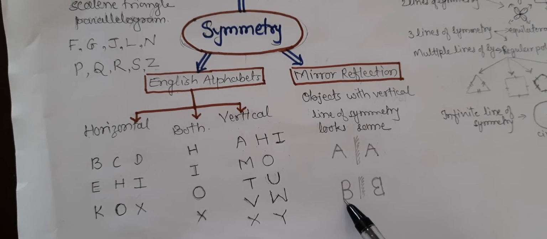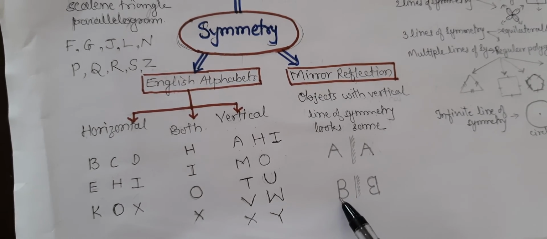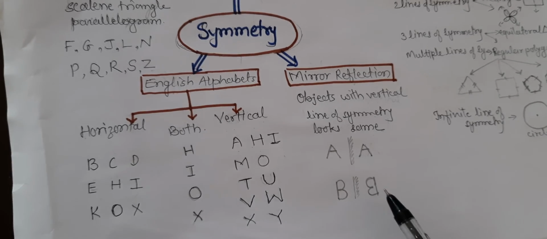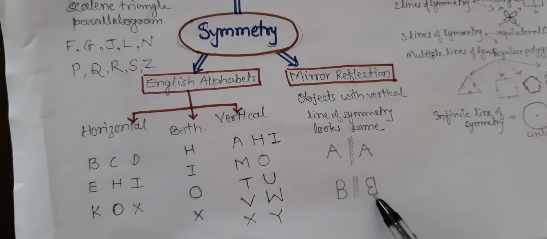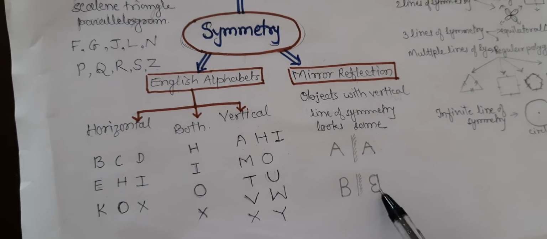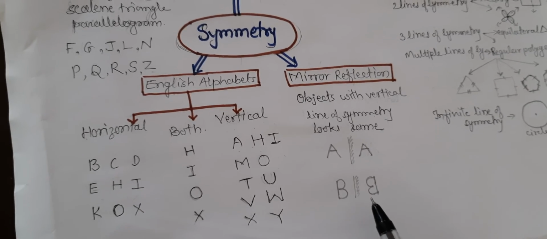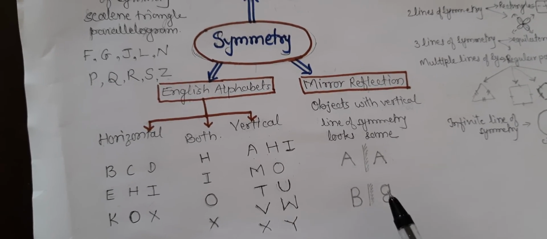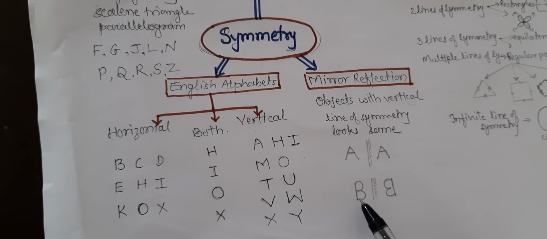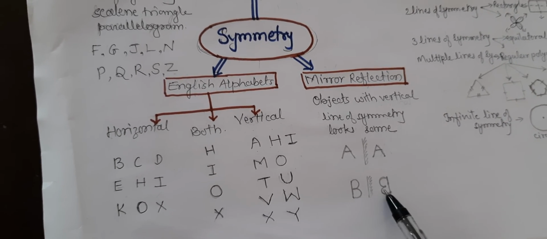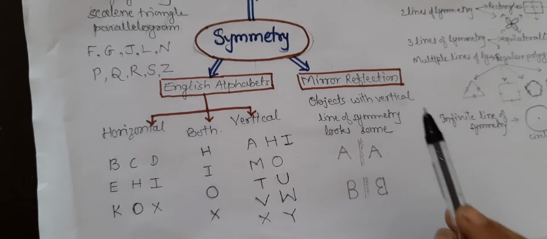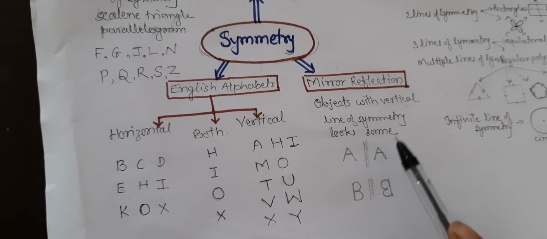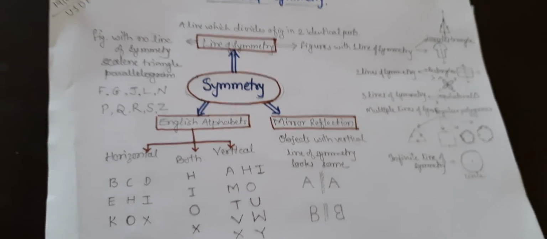But if B is kept, then its left will change to right and its right will change to left. So this right-to-left and left-to-right inversion is called lateral inversion. So the figures which do not have a vertical line of symmetry will not look the same, but those which have a vertical line of symmetry will look the same after reflection.